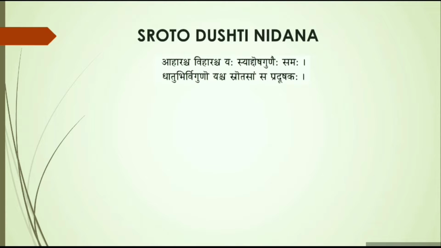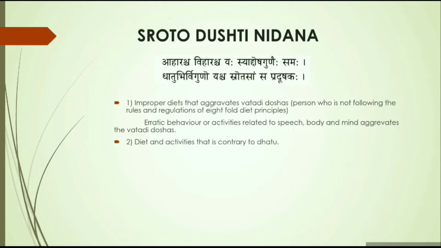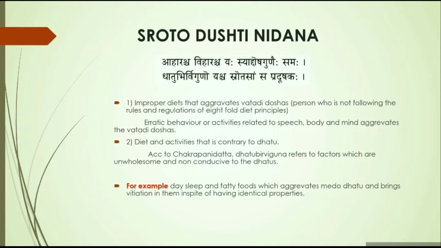Shroto Dusti Nidana. Aharascha Viharascha Yaha Syad Dosha Gunaihi Samaha, Dhatur Virudha Gunascha Yascha Shrotasam Sa Pradushakaha. Improper diet that aggravates Vatadi doshas, and erratic behavior or activities related to speech, body and mind, aggravate the Vatadi doshas. Diet and activities that are contrary to Dhatu. According to Chakrapani Datta, Dhatu Virudha Guna refers to factors which are unwholesome and non-conducive to Dhatus. For example, day sleep and fatty foods aggravate Medo Dhatu and bring vitiation in them in spite of having identical properties.